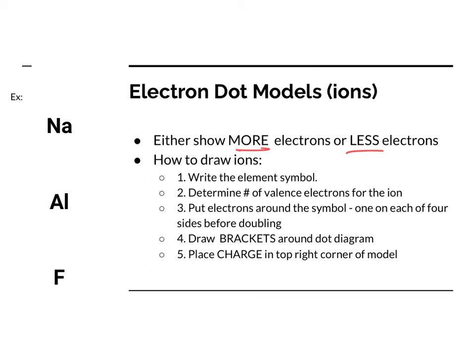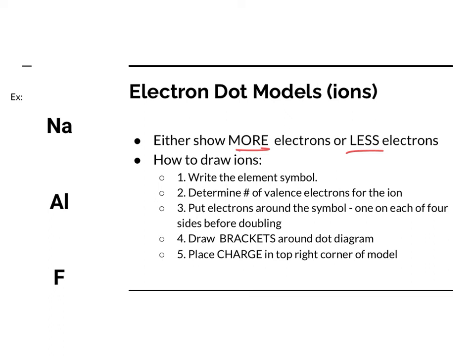We're going to start off the same way by writing the element symbol, and then we're going to determine the number of valence electrons for the ion. So this is where you're either going to have more or less electrons. Then we're going to put the electrons around the symbol, one on each of the 4 sides, just like we did before. And then we're going to draw brackets around the dot diagram, similar to what we did with our Bohr models. And we're going to place the charge in the top right corner of the model. So let's do a couple examples together.